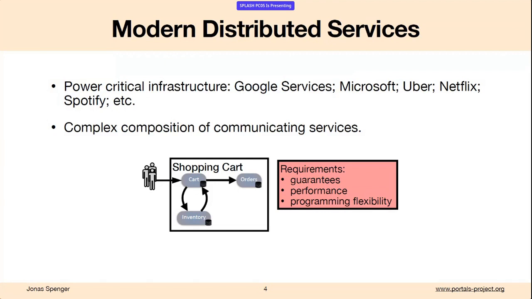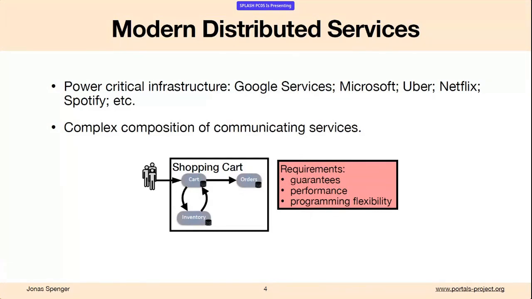Here I'm showing a much simpler example, but I'll have this throughout the talk. We're looking at the shopping cart example. It consists of three services. We have a cart service, an order service, and an inventory service. The client might, for example, send an add item to cart request to the cart. And for this, the cart needs to check with the inventory, that is, send a message to the inventory to see whether or not this item is in the inventory. And the inventory will have to respond back to the cart whether or not the item was in the inventory. So we have some communication pattern here between the services.